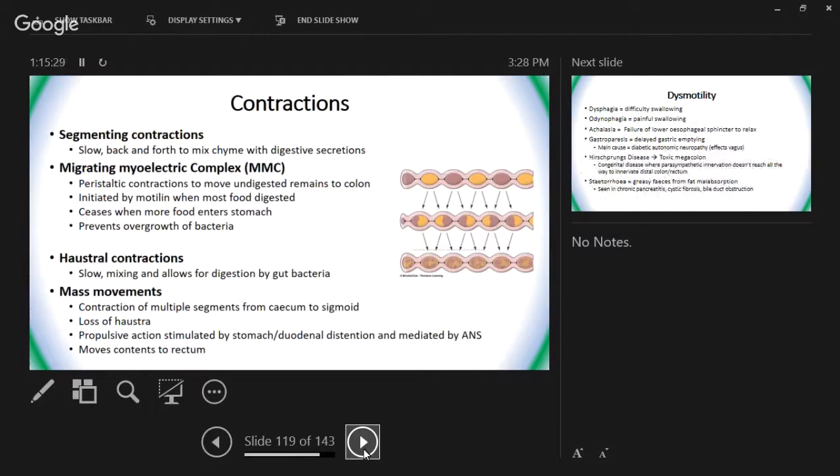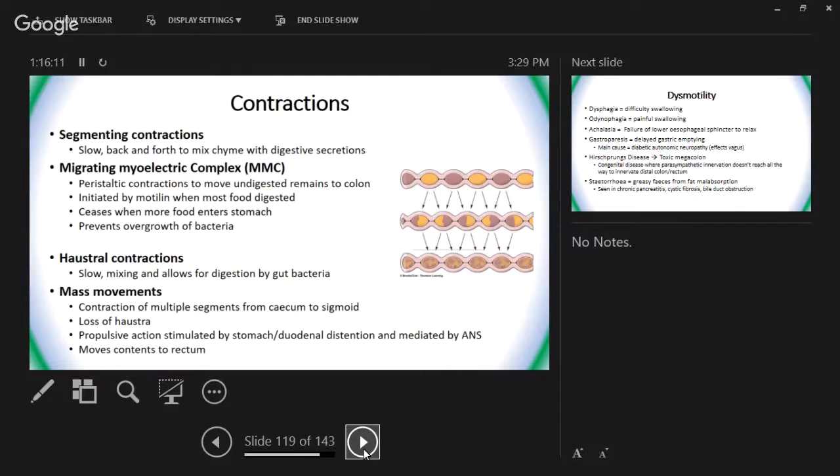So my summary of contractions. We see these segmentation contractions, the basic ones in the small intestine, moving it back and forth. Got a nice little diagram there to show you how that works. The MMC is where it moves all of the undigested remains to the colon. Initiated by gastric emptying, and then it stops when more food enters the stomach. Haustral contractions are in the large intestine, like the equivalent of segmentation contractions but in the large intestine. Then there's the mass movement, where the whole thing contracts at the same time to move it all to the rectum.